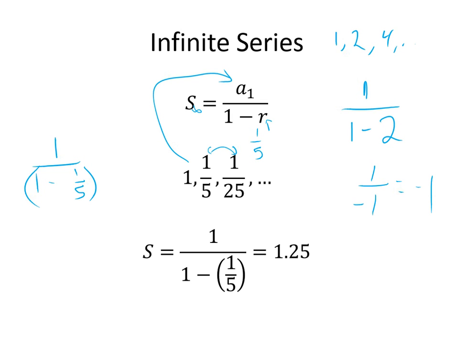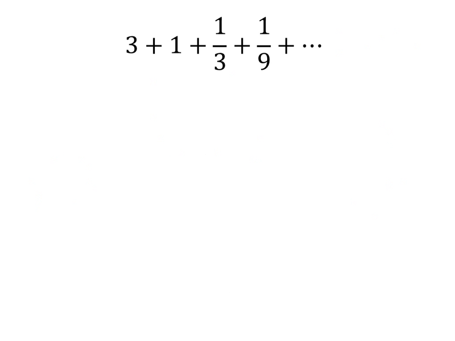Because as you see, your sum here should be less than that number, so you've got to make sure that your ratio is less than 1. All right, so looking at this one, we've got 3, 1, 1/3, and then 1/9, and so on and so forth. So our common ratio here would be 1/3. If you divide the previous term from the one before, it's always 1/3. So that means our r is 1/3, and our a1 is 3.